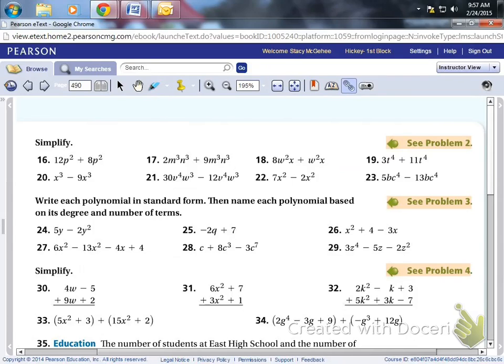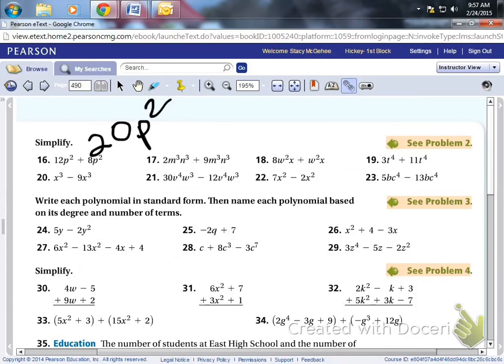You don't add your exponents. This is like having 12p squareds, and you're adding to it 8p squareds. So you wouldn't have 20p to the fourth. You would have 20p squareds. Okay? So like on number 16, 12p squared plus 8p squared is 20p squared.